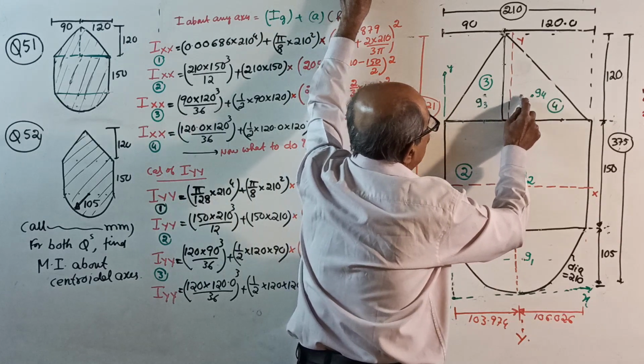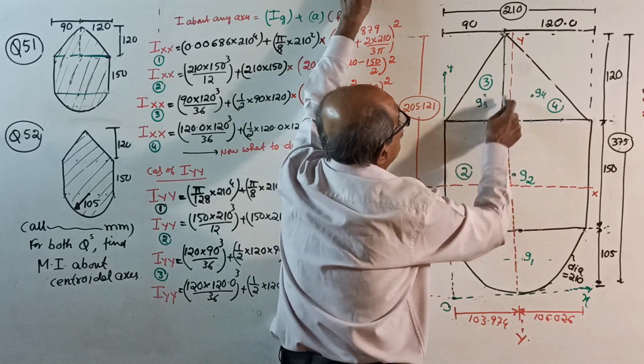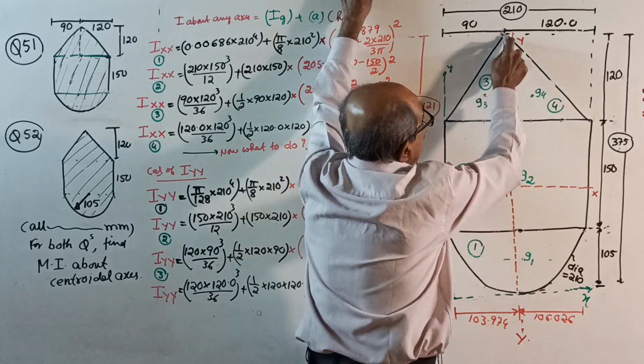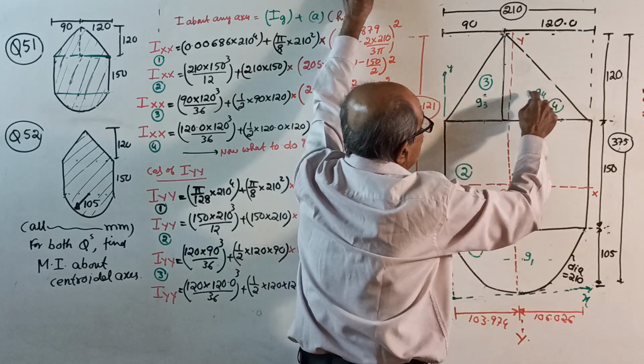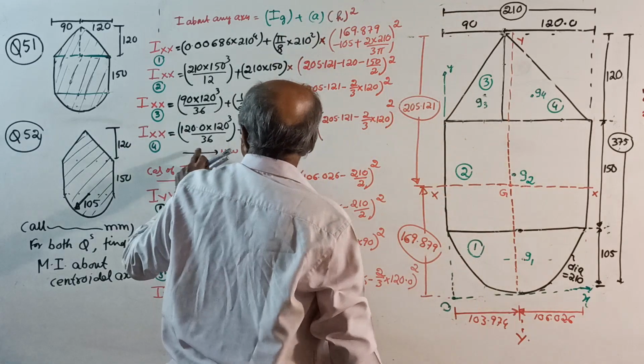See, I about its own axis. Only change is 120.0 into 120, just to differentiate. 120.0 into 120 cube by 36 plus area into same as G3, this distance square, you get IXX.